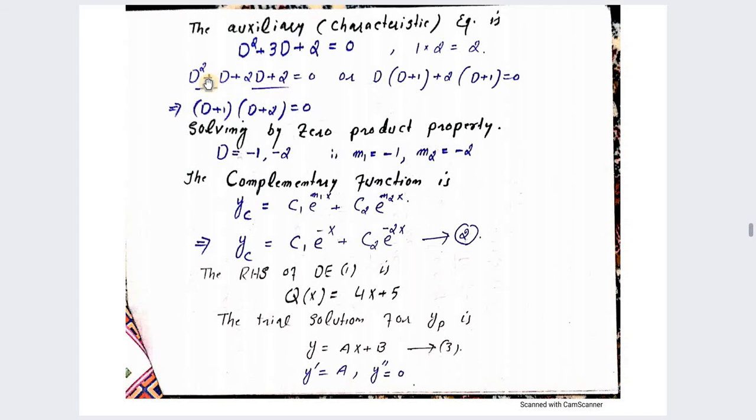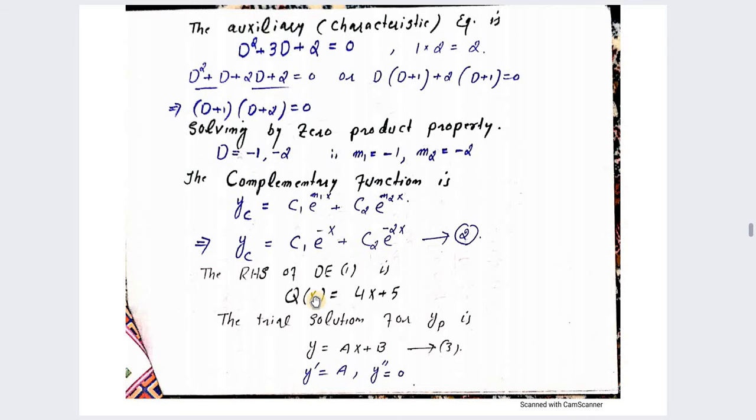Now taking common and finding the factorization. So this will be the factorization. Now here we have the product of two factors equal to 0. By zero product property, either the first factor will be 0 or the second factor will be 0, which gives two values of d, and these two values are the values of m1 and m2. Hence the complementary function will be y is equal to c1 e power m1x plus c2 e power m2x. Putting the values of m1 m2, this is the complementary function.